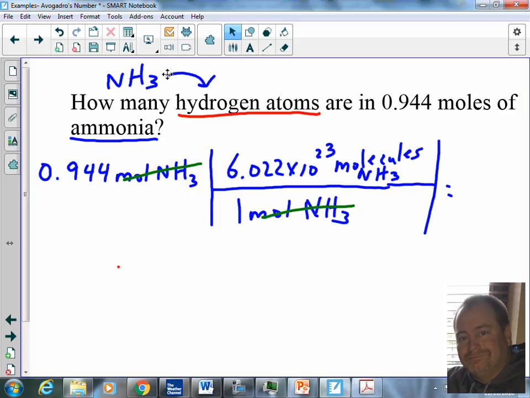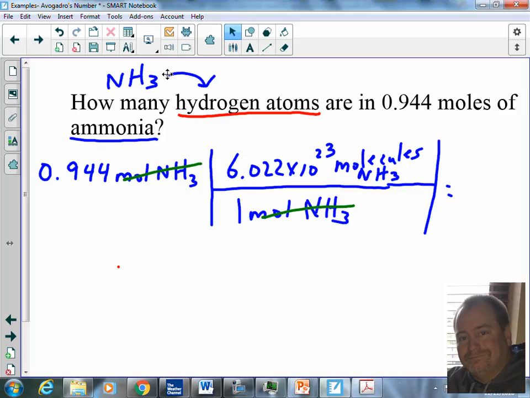Once I've done the math, I come up with the number 5.684768 times 10 to the 23rd molecules of ammonia. Would you agree with that? Now, that whole big number, I leave in my calculator. Okay? I don't want to round this now. I want to round this on final answer. So don't round it yet. Leave that number in your calculator.